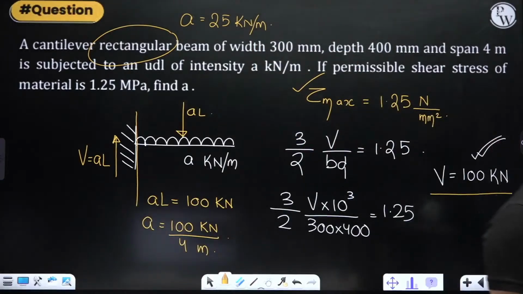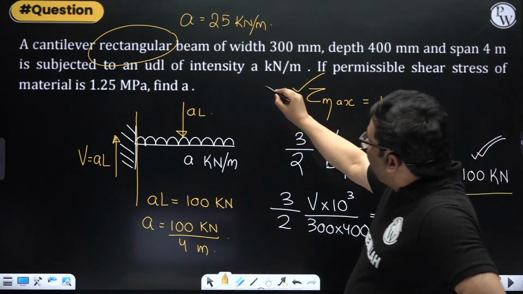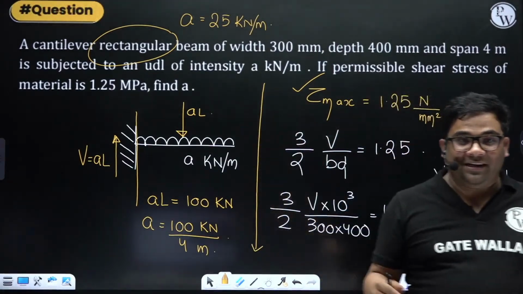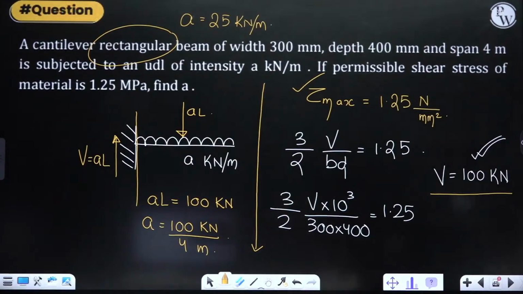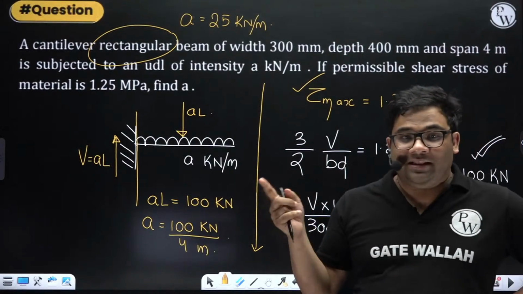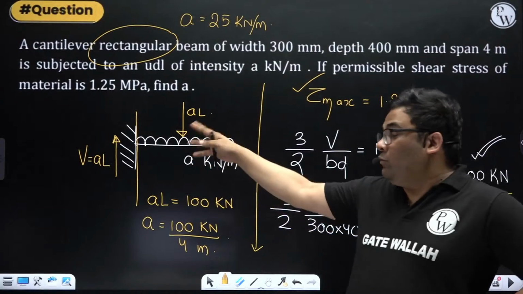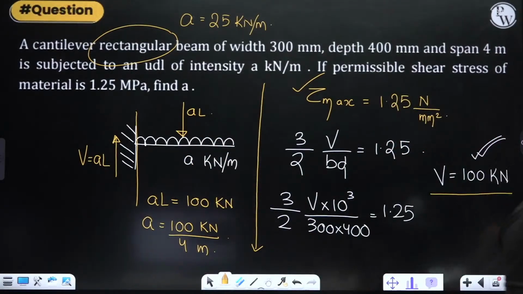Understood everyone? Understood how we solve this question? Very easy question. You remember a similar question we solved for bending stress, right? There what we were doing, we were finding the maximum bending stress M by Z, and then we were equating it to what? At support the WL square by 2. Remember? Similar here, shear force.